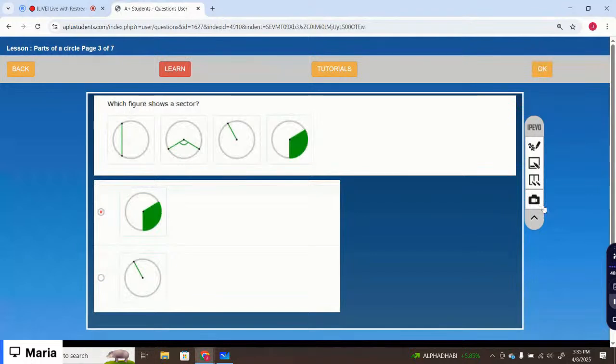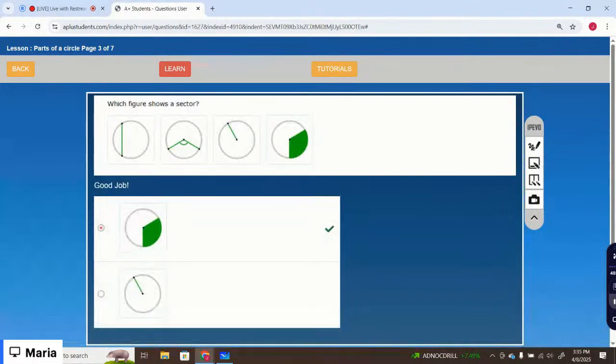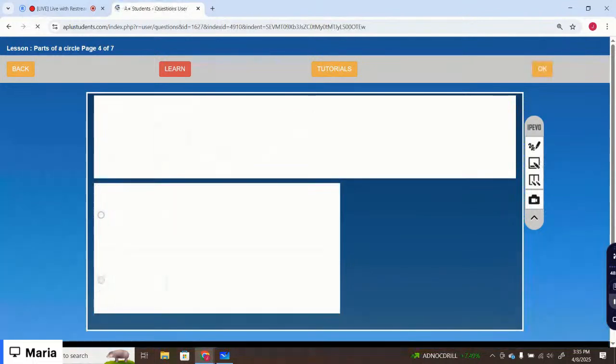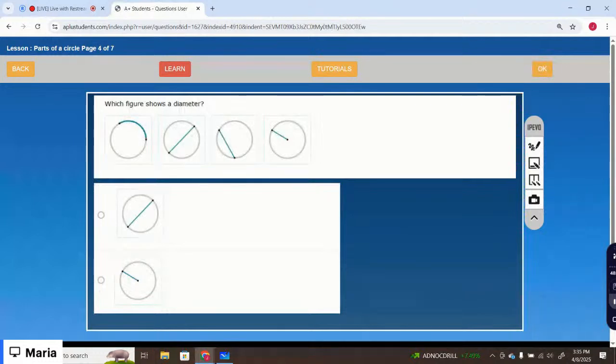Option number 1 is the correct option. That is the center of the circle. Option number A is the correct option. Which figure shows the diameter, 1 or 2? Option number 1 is the correct option. That is the diameter.